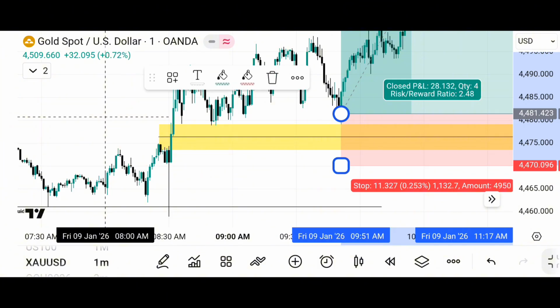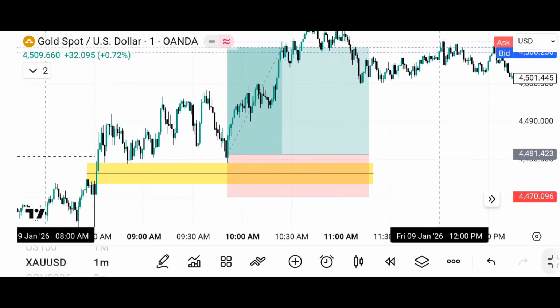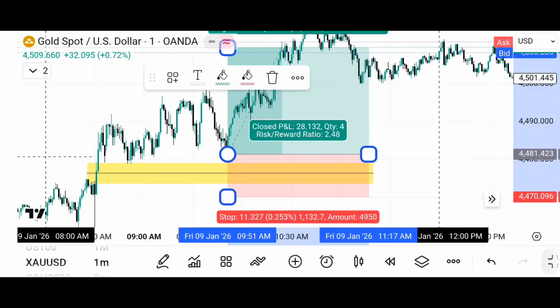So this is probably where my stop loss will be. And you see now the trade, the risk to reward is better. That's 2.48 risk to reward. That's better than the first.